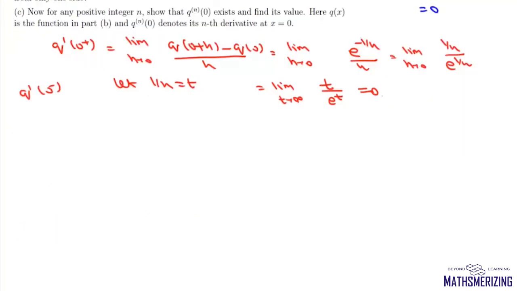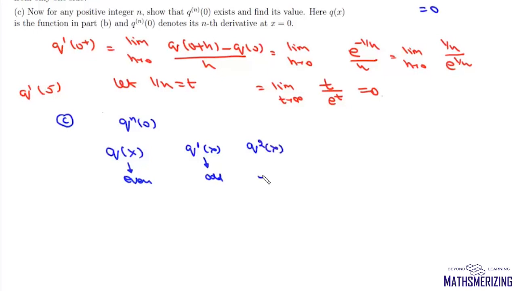Now part C is, for any positive integer n, show that q^(n)(0) exists and find its value. Here q(x) is the function in part B and q^(n)(0) denotes the nth derivative at x equals 0. Now what we'll do is, for this part C, we have to find the nth derivative of this function at 0. Now we know that q(x) is an even function. Now if q(x) is even, q1(x) is odd, q2(x) is even, and so on.